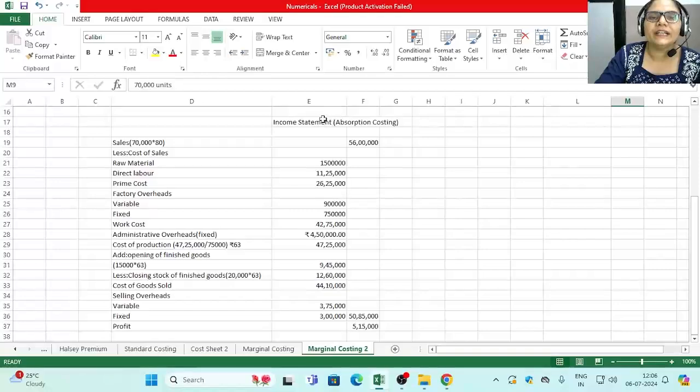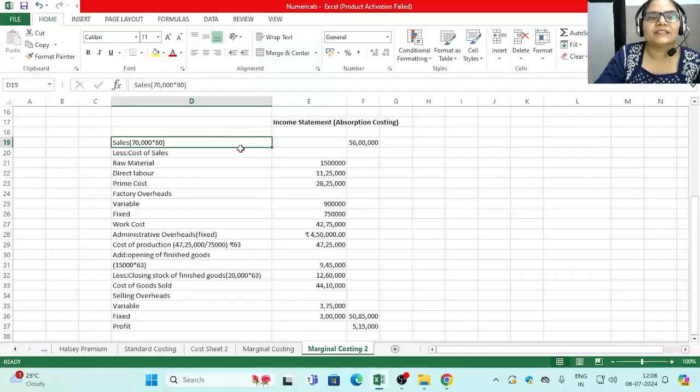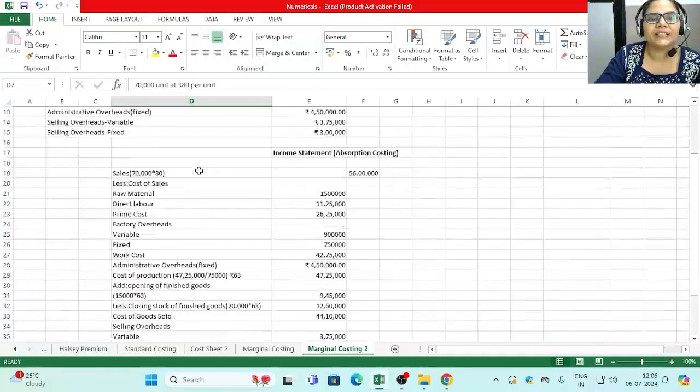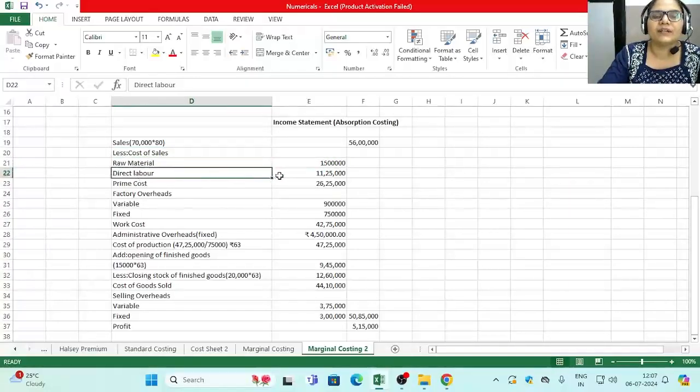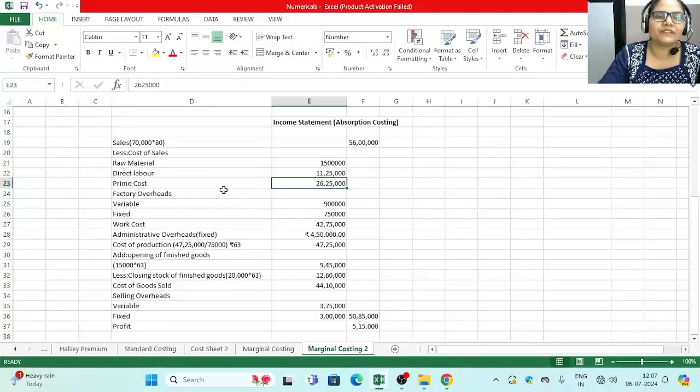Now let us proceed in making an income statement under absorption costing. We know sales is 70,000 units at the rate of rupees 80 per unit. So sales, output into price per unit, will give you 56 lakhs. From this we will deduct cost of sales. When we are preparing income statement under absorption costing, we usually do not differentiate between variable cost and fixed cost. Raw material is 15 lakh, direct labor is 11 lakh 25,000. We will get the prime cost 26 lakh 25,000.